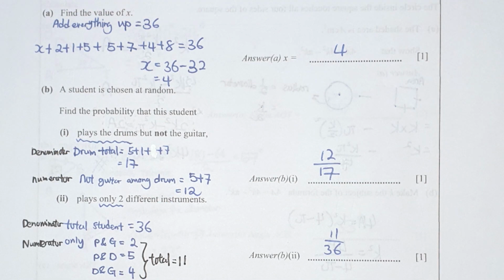Section B, number 1, plays the drum but not the guitar. The denominator will be those who play the drums. It will be 5 plus 1 plus 4 plus 7, equals 17. And the numerator is those among the drum players who don't play guitar. So it will be 5 plus 7. Your final result here is 12 over 17.